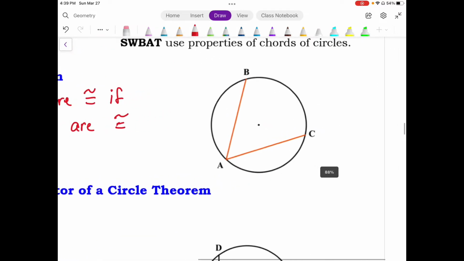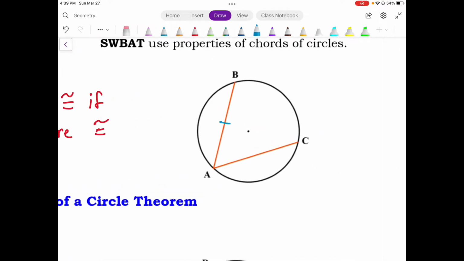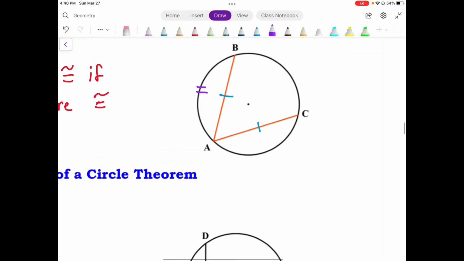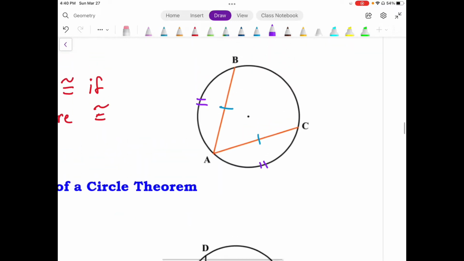So this might look something like these two chords would be the same. So we would know that these two arcs would be the same because those two chords are the same, and those are the arcs that go with the chords.